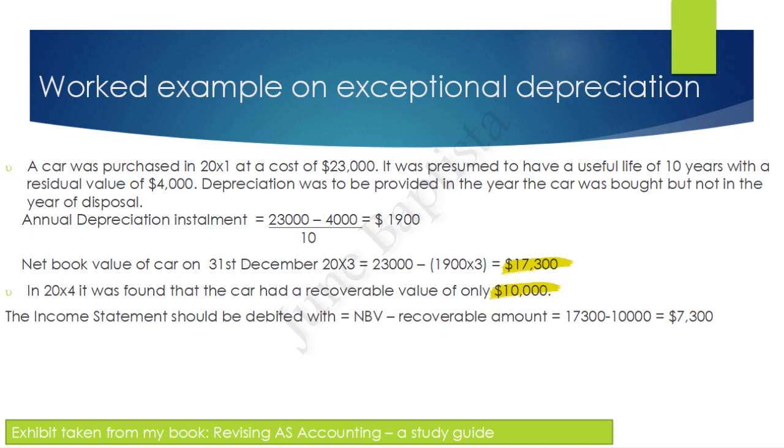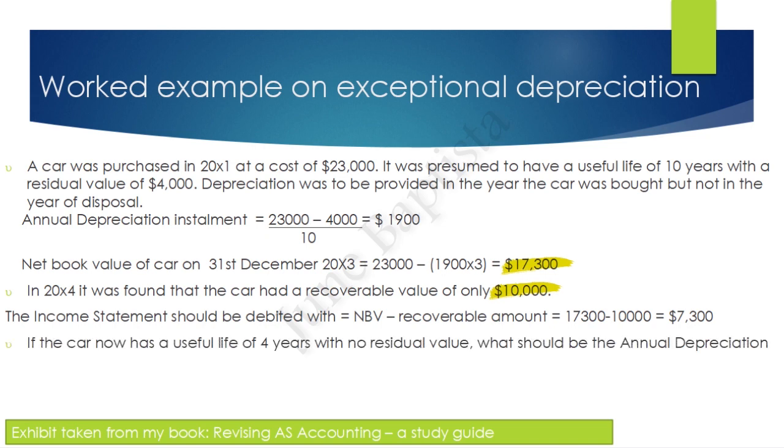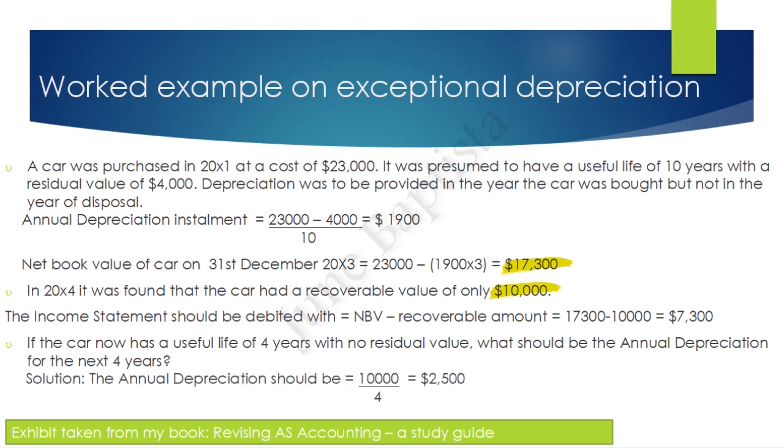Looking further into the example, if the car now has a useful life of 4 years with no residual value, what should the annual depreciation be for the next 4 years? Using the straight line method, the annual depreciation provision would be $10,000, its new carrying amount, divided by 4, the years that are left of its useful life, which gives you an annual provision for depreciation installment of $2,500.